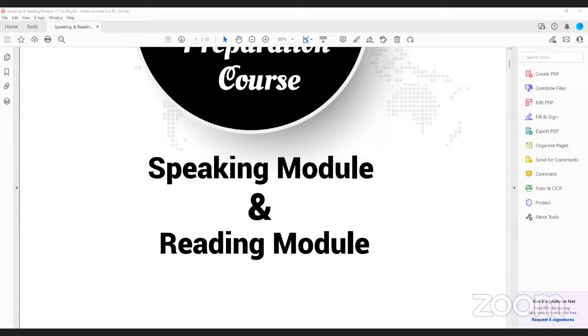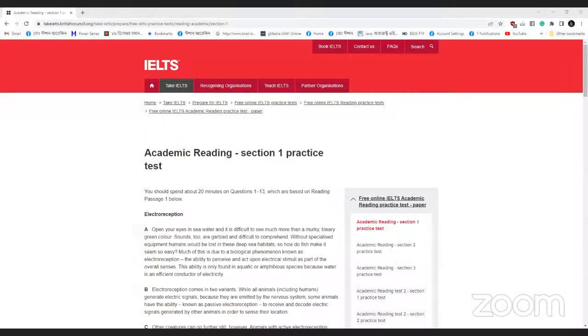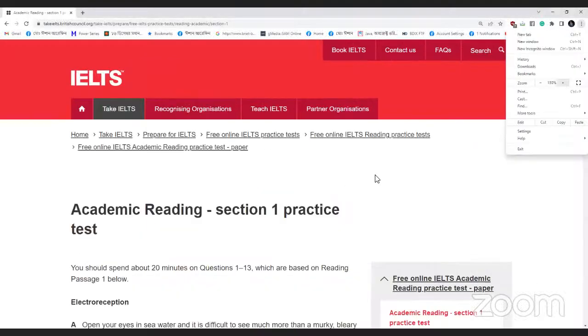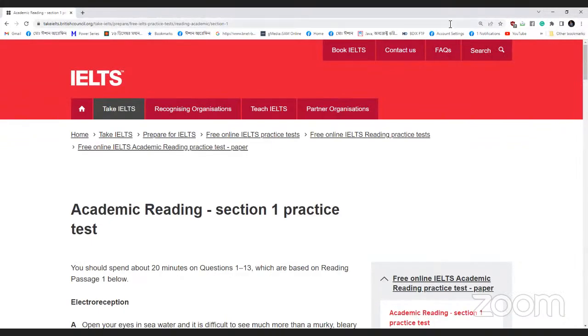I'm showing you one example of this. Okay, I guess you can see the screen now. Okay, I'll share my screen. Is it visible? If it's visible, can you please tell me? Can you see the passage clearly?